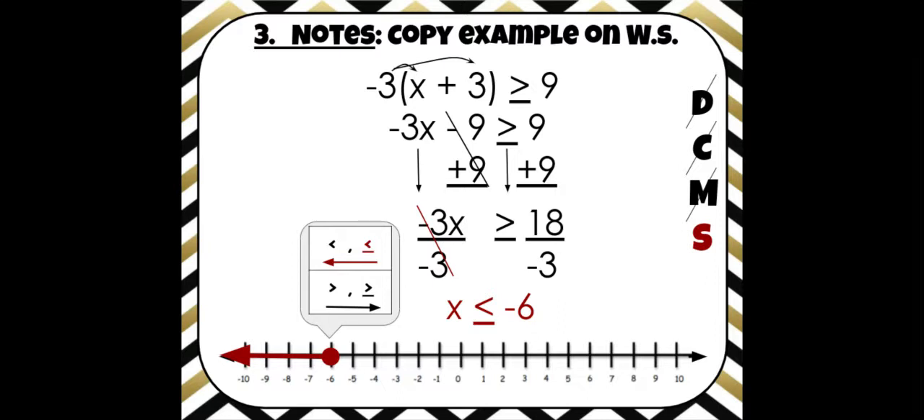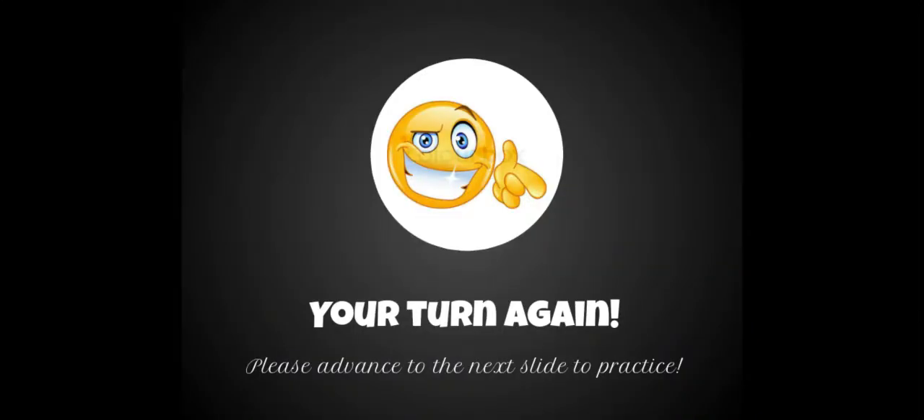Please pause the video now and make sure that you copy down these notes on your worksheet. All right, great job. If you copied this down, then it's your turn one last time. There's one more example that looks just like the example we just went over. Look at your notes if you need help, but use DCMS to solve, and you will need to flip your inequality sign. Again, this will be a draw it slide on the Nearpod, so please make sure to hit submit when you're done.